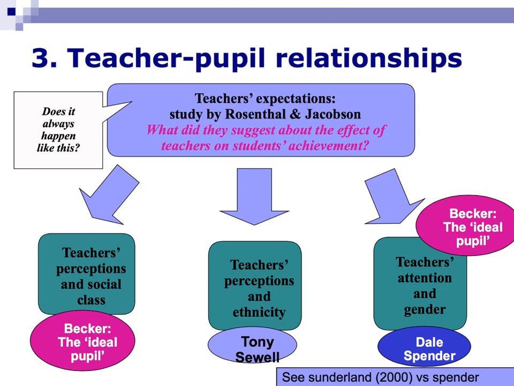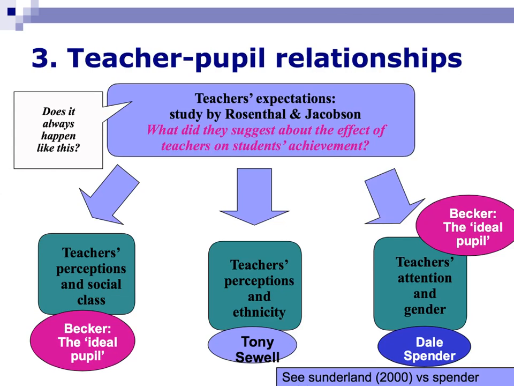So, can you remind yourselves of the detail of the Rosenthal and Jacobson experiment? And the key word that I always use, even though it sounds a bit rude, is the word spurter. What did they say was a spurter, or how did they identify the spurters? And what impact did this have on the students' achievement?